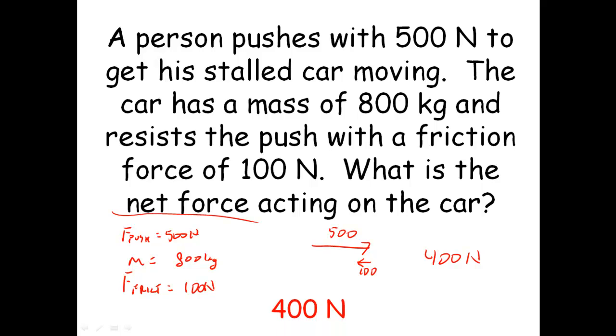Let's see if you can apply this to a cartoon situation.